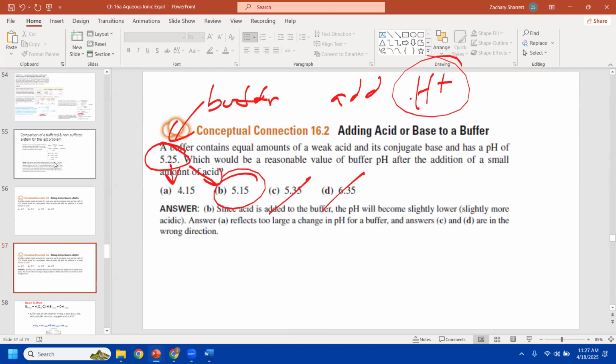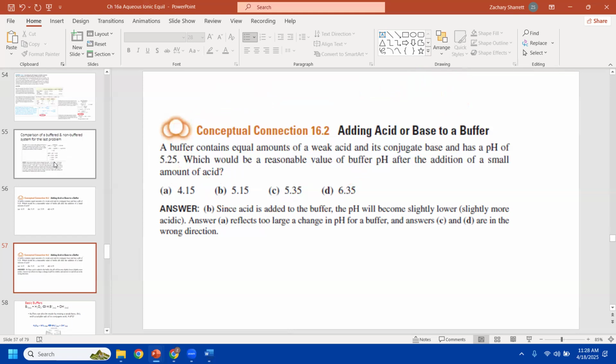The answer should therefore be B. Since acid is added to the buffer, the pH will slightly lower. Therefore, answer A reflects too large of a pH change, even though it's going in the correct direction. C and D are in the wrong direction, leaving us only with B. And that's how we would do that. Okay.